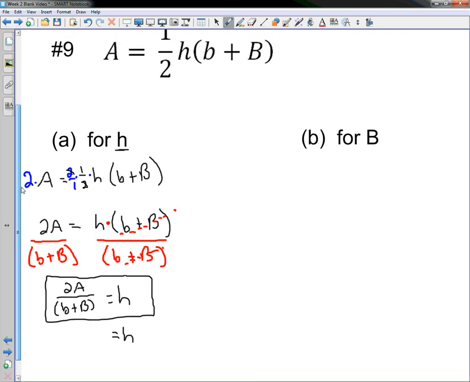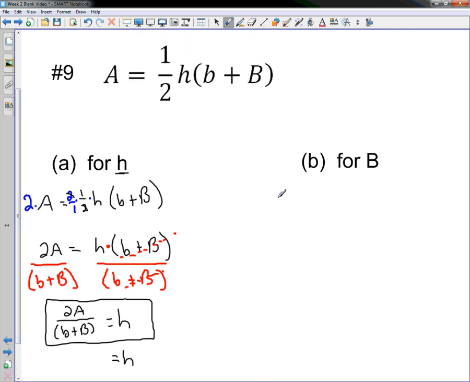Okay. Now we're going to use the exact same formula, A equals 1/2 h times little b plus big B. And this time I'm going to solve for b. So my goal is going to be to move everything over just like we did, but we want b to stay behind. So my final answer, I want b equals.